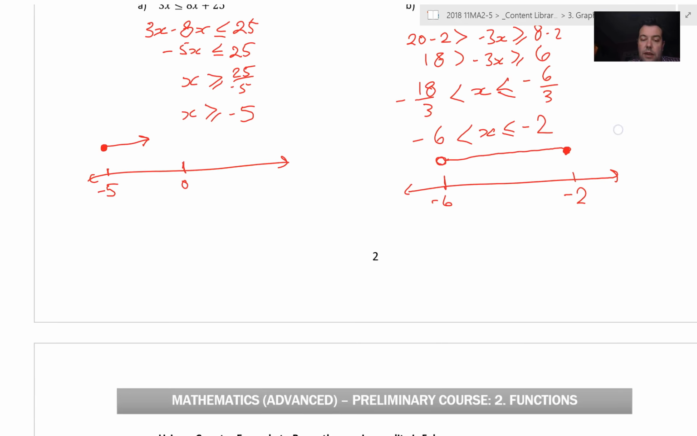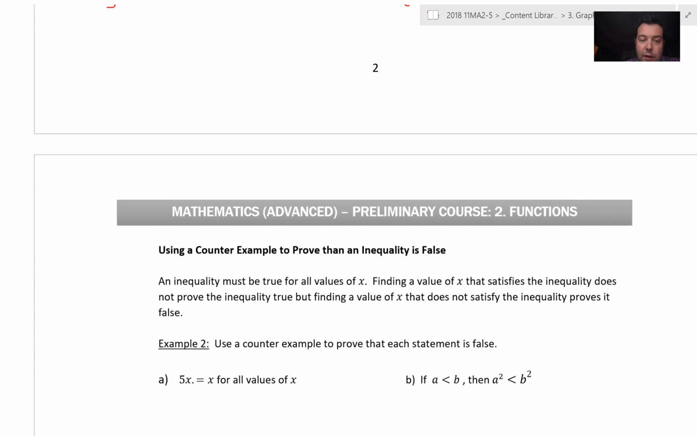Righto. Now, one more thing before this video wraps up, is proving an inequality is false. We've already said that inequalities have to be true for all values of x, not just some, not just a value of x. Now, that kind of makes it a bit difficult to prove, right? You've got to prove that it's true for everything. You can't prove something is true in all cases by using an example. But I can disprove it's true for all cases by providing a counterexample, right? If I can find just one example where that doesn't work, then it's not true for everything.